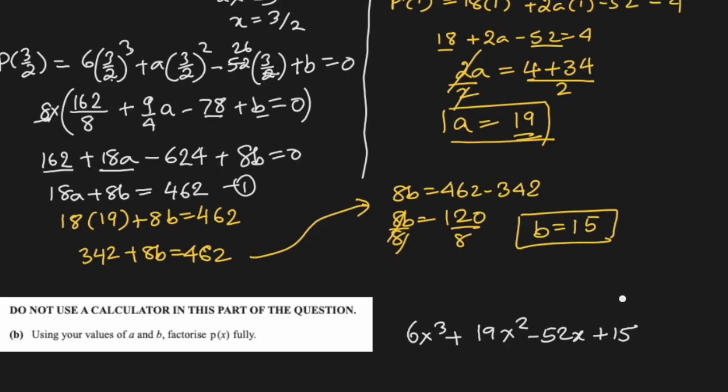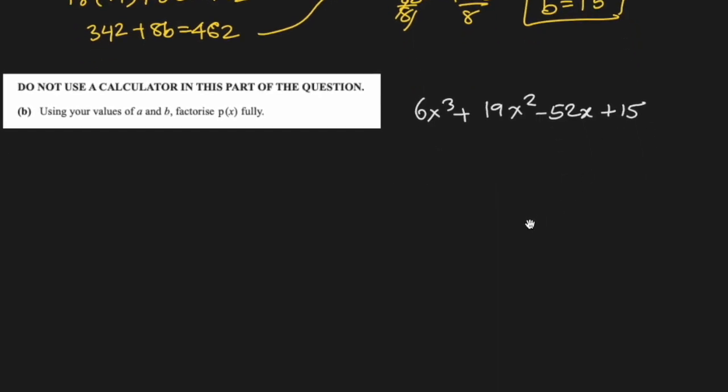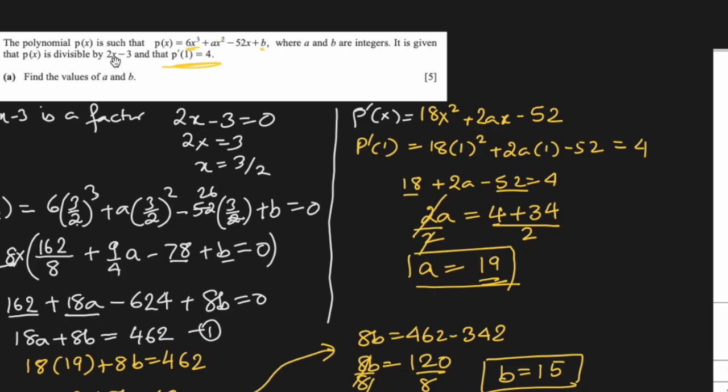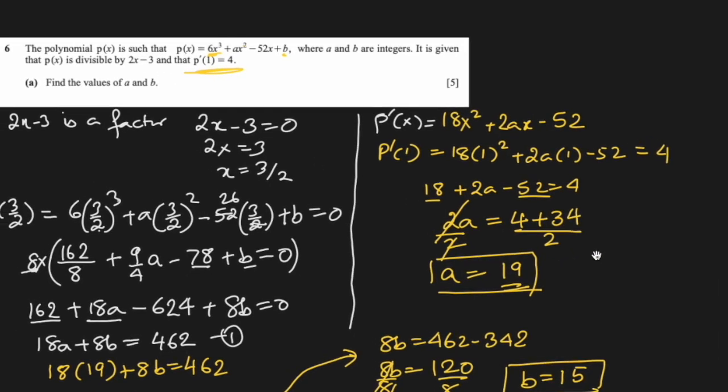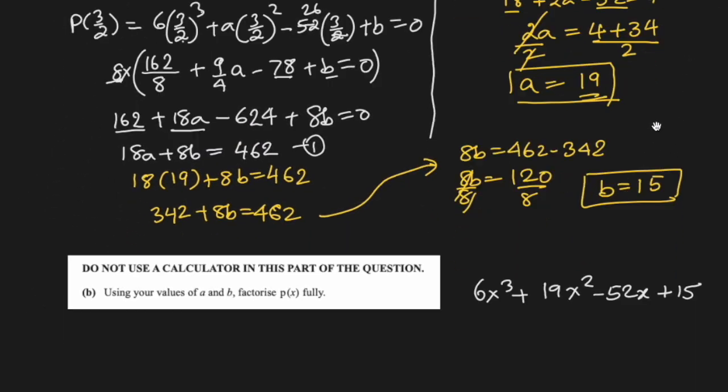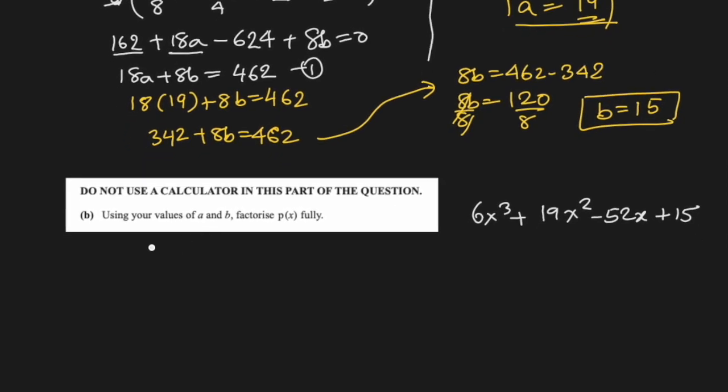Okay, and we have to factorize this completely. For factorizing, we already know one of the factors, which is 2x minus 3. This will help us to factor it further. So we will divide by one of the factors, 2x minus 3, the polynomial 6x cubed plus 19x squared minus 52x plus 15. This will also confirm if our answers, a equal to 19, b equal to 15, are correct or not.